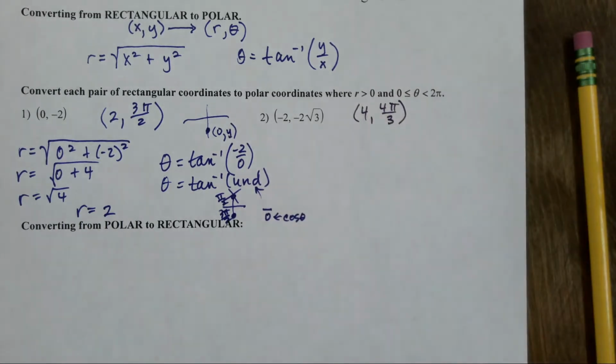Yeah? Ethan, why? You did the math in your head. Okay. How do we get pi over 3 family?